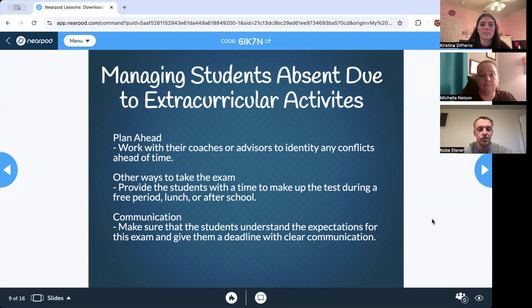And then the last part, communication. So making sure the students understand what's expected from their exam, even when they're gone or if they're taking the exam in a different location or time slot. And then at the same time, giving them a deadline with clear communication can be very important.